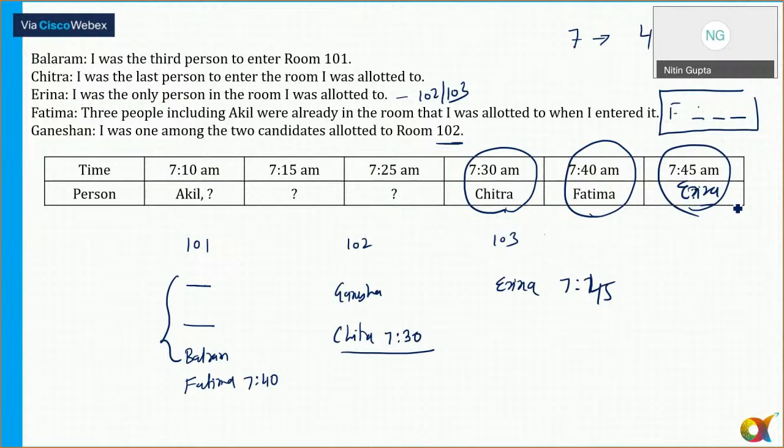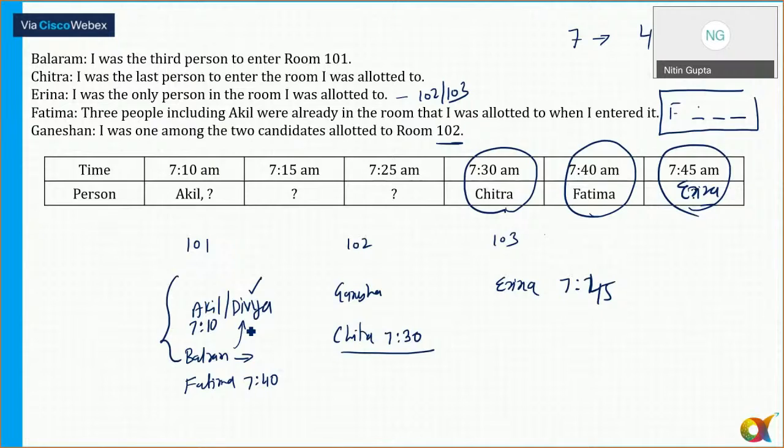And Akil also belongs to room number 101. Who is the other person who can come to room 101? A, B, C, and D also. That is Divya. Divya is also in room number 101. So Akil and Divya are in room number 101. And remember, for Akil, we know the time is 7:10. For Balram, we have no idea. Divya is definitely before Balram. That we know.